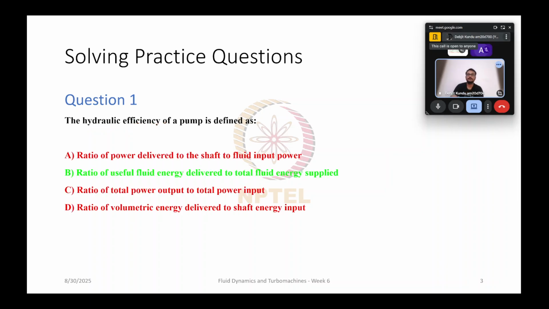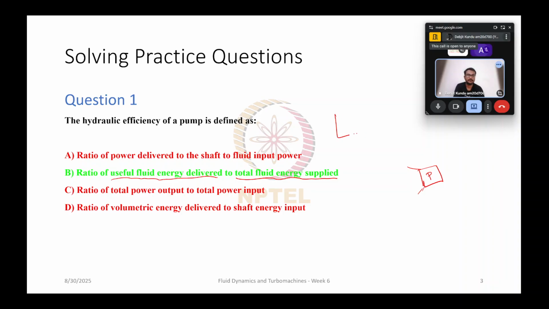It's actually option B, the ratio of useful fluid energy delivered. This word is important. Useful fluid energy delivered to the total fluid energy supplied. What does this mean? So basically, before the fluid comes into contact with the impeller and the rotors, there are some fluid channels within the pump. This is not part of the piping before the pump. So within the pump, there are flow channels in which sudden expansions and bends and turns can happen, which can result in a hydraulic loss of the total head supplied before.